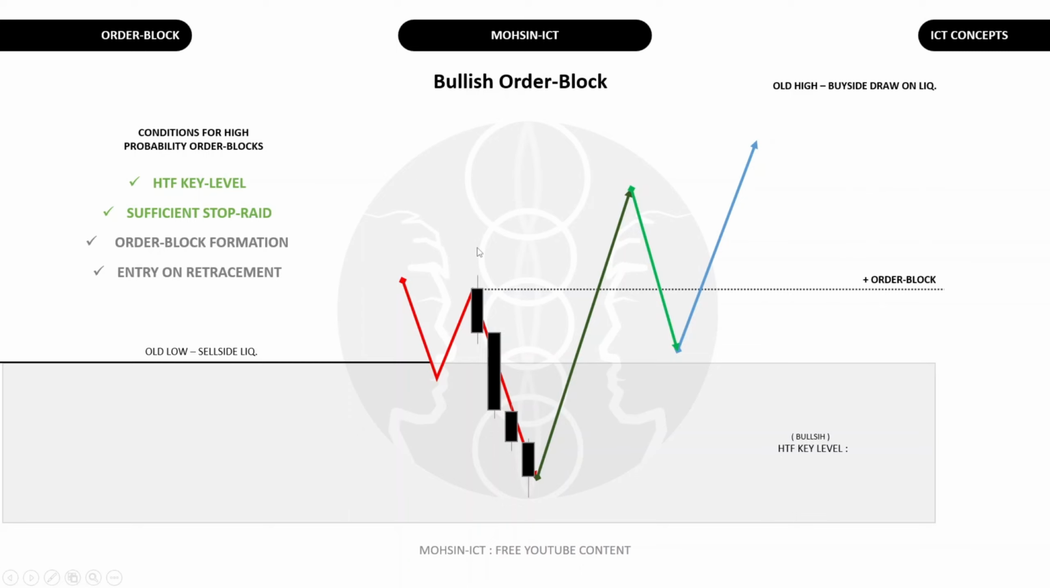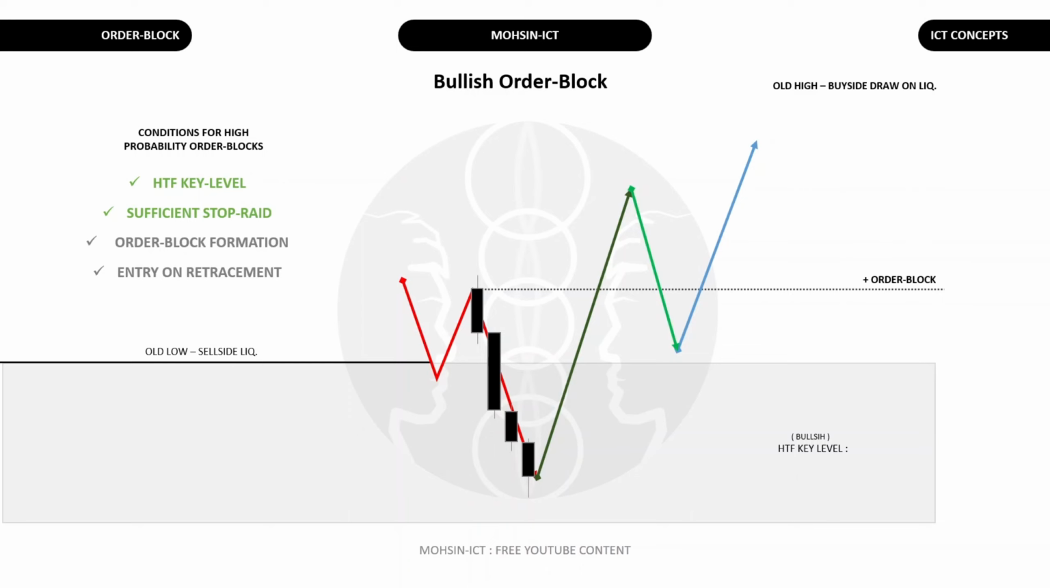Now, let me tell you why your order blocks were not working, or for anyone who is suffering from the problem of failing many order blocks. You were always skipping the very first two rules which make the highest probable order blocks. I have seen many traders who just skip the higher time frame key level and sufficient stop rate and then jump right into the order block formation and then entry. That's the biggest mistake you can make, because order blocks form at a key level and sufficient stop rate.